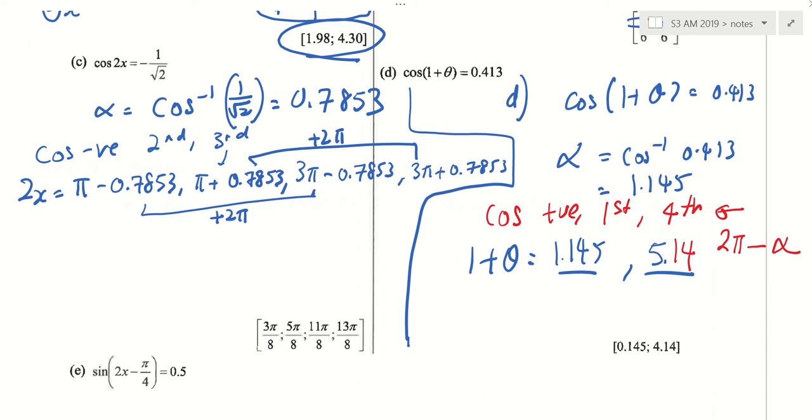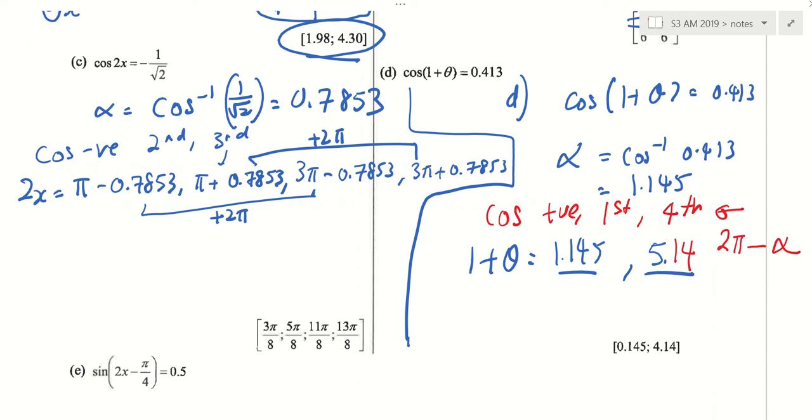This answer key, this one, is in terms of pi, but I don't want you to do it in terms of pi. I just see pi minus 0.7853 divided by 2. You must divide by 2. This is 2x, so every answer must divide by 2. Then you can get the final answer.